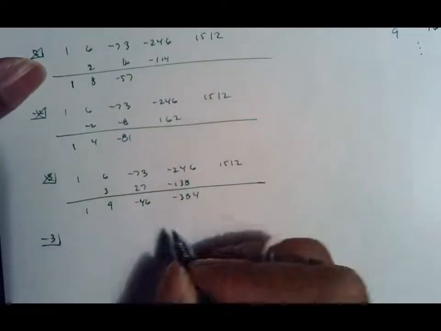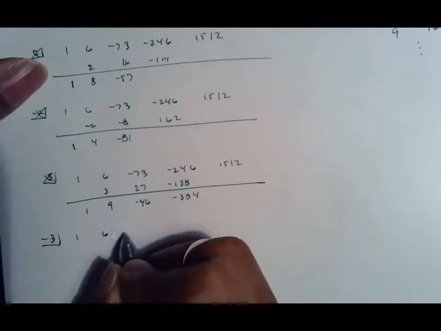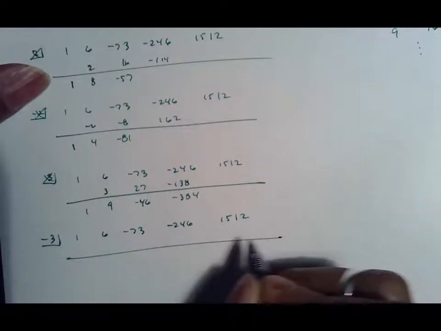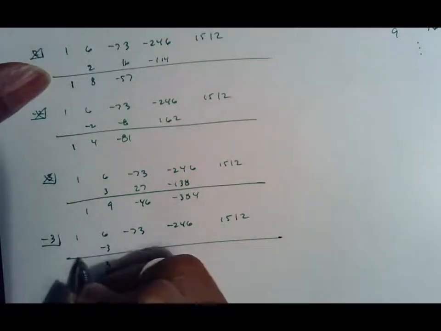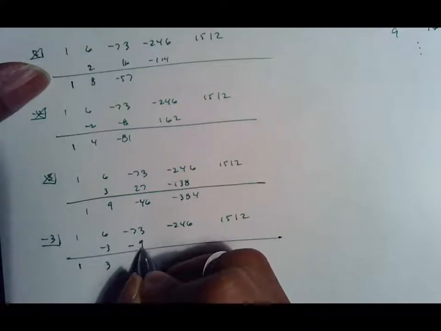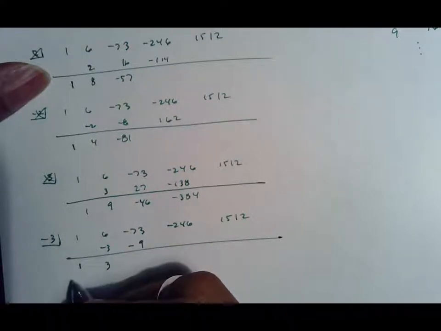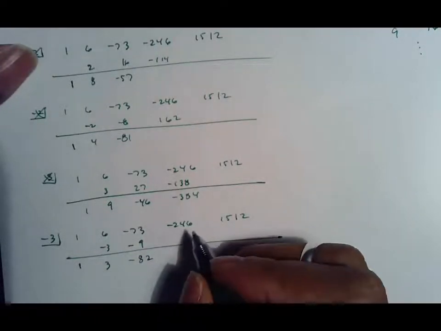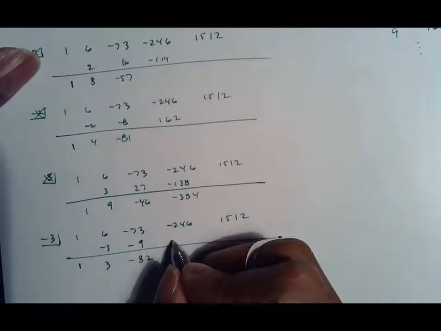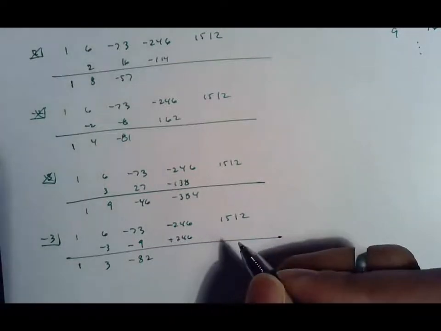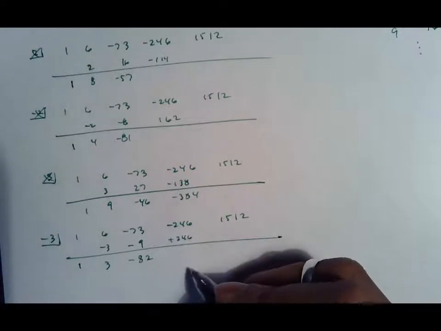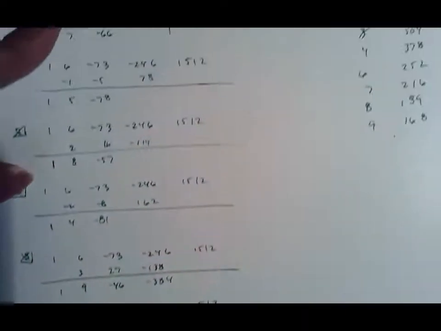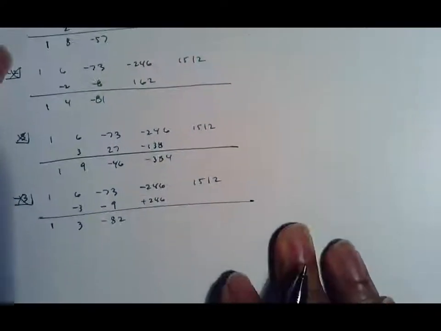Let's try negative 3 and hope that works. Here we go. 1, 6, negative 73, negative 246, and 1512. 1, negative 3, 3, negative 9, negative 82, positive, actually that's positive 246. Which means I don't think that's going to work either, because that's just going to bring me back to 0, which is then not going to make 1512. So negative 3 is off the list also. And what I'm doing here is just crossing them off so I know as I go.